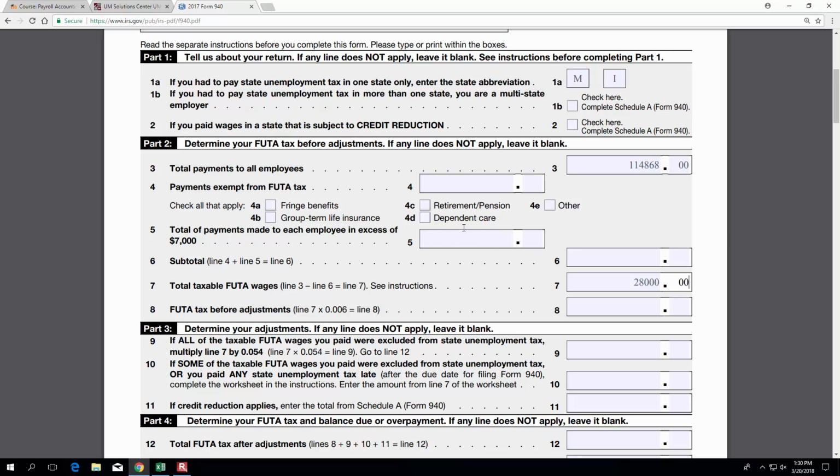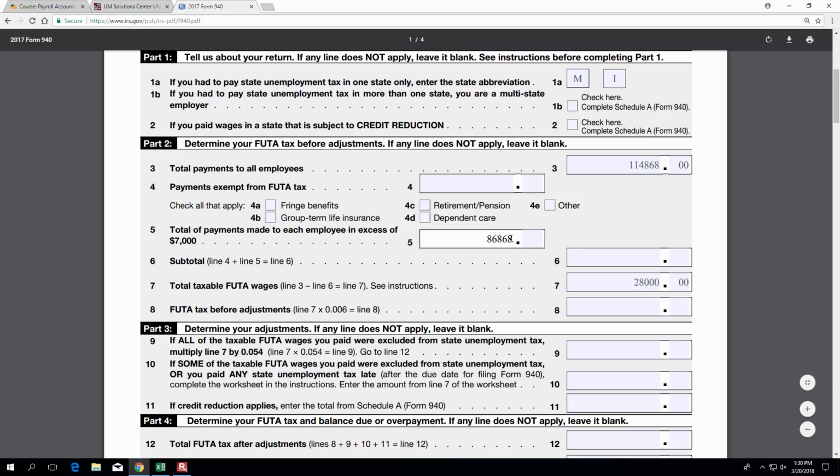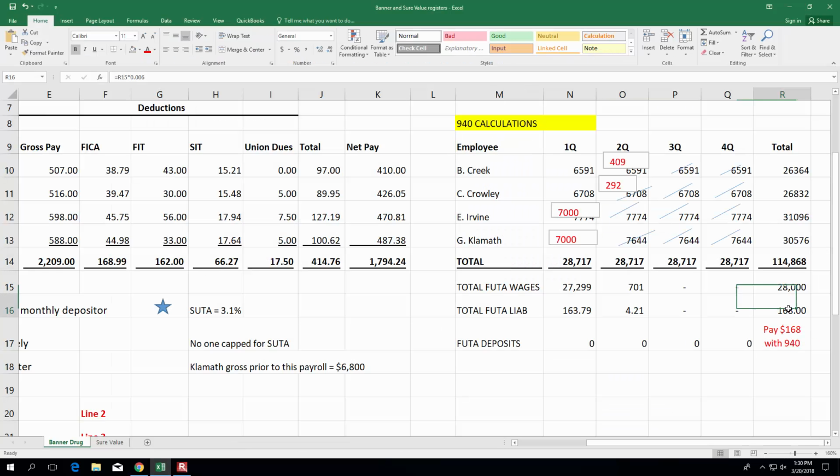And this is the total amount of payments made to employees in excess of 7,000. So I'm just going to find the difference between 28,000 and 114,868, and that 86,868 is the amount that I paid per employee over $7,000. I'm going to pull my FUTA tax before adjustments straight from my table as well. That was $168, and I can tie that out by taking 28,000 times 0.006.